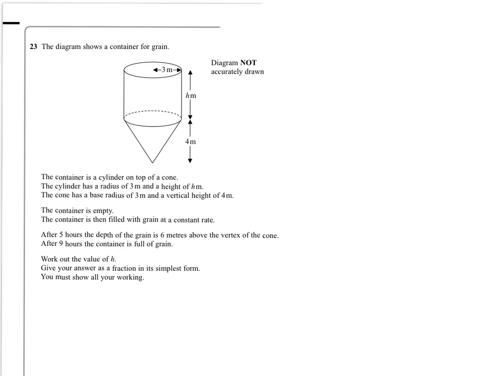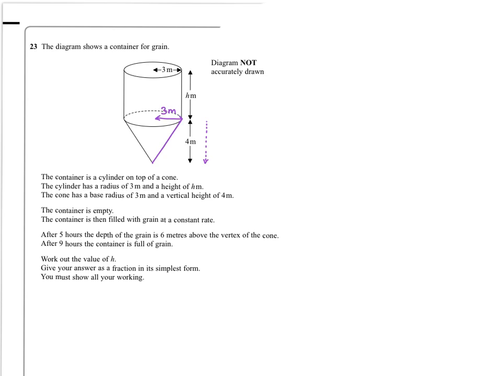So this question here is very difficult in my opinion. It says the container is a cylinder on top of a cone. The cylinder has a radius 3 and height h, and the cone has a base radius of 3, so we can put that in here as 3 also. And the cone has a base radius of 3 and a vertical height of 4, as opposed to a slant height, so a vertical height, i.e. going straight down.